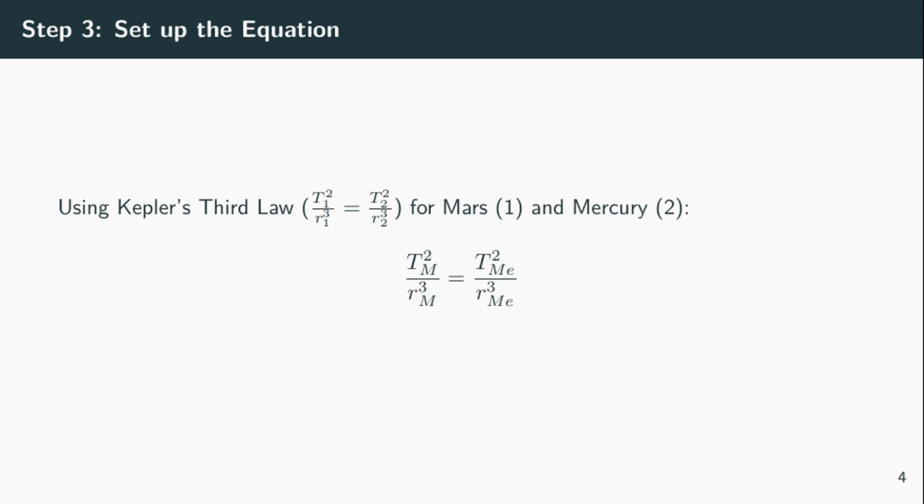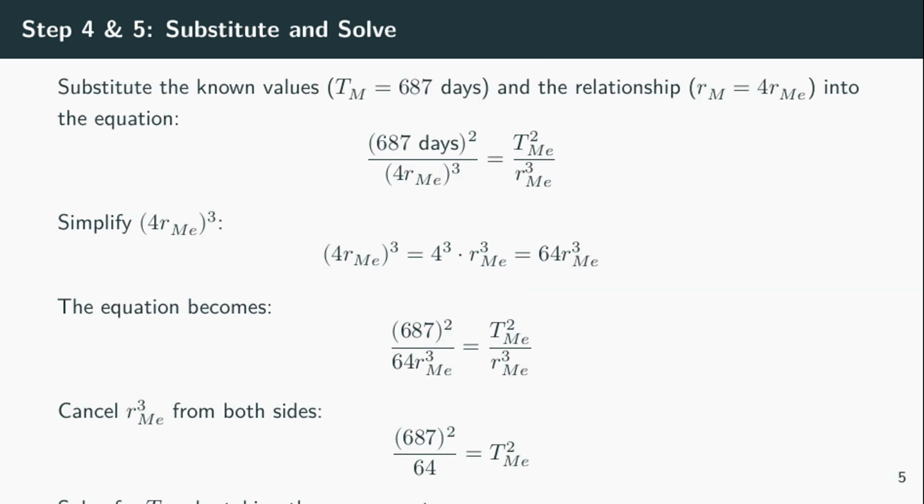Now for step 3, let's set up our equation using Kepler's third law. We'll use our equation for two different planets, setting planet 1 as Mars and planet 2 as Mercury. So we have Tm squared over Rm cubed equals TMe squared over RMe cubed. Okay, let's move on to steps 4 and 5, where we substitute our known values and solve the equation. We plug in values like Tm being 687 days and Rm being 4 times RMe. This leads to the equation you see here on the slide.